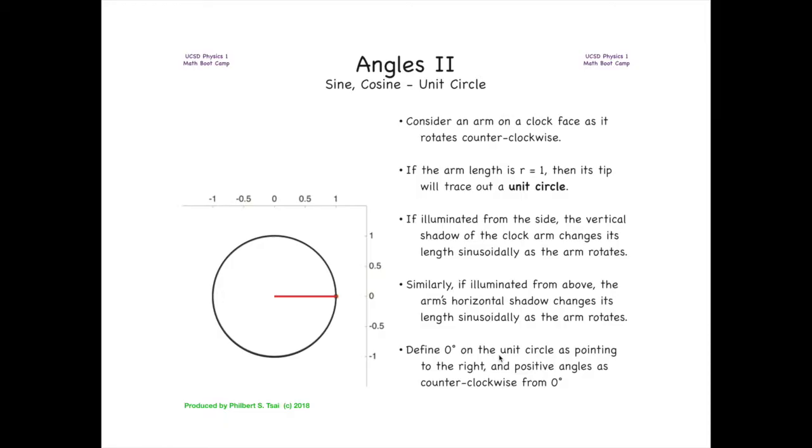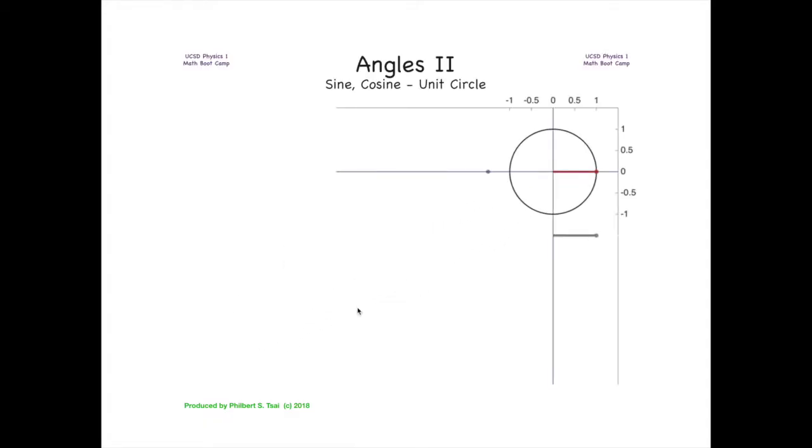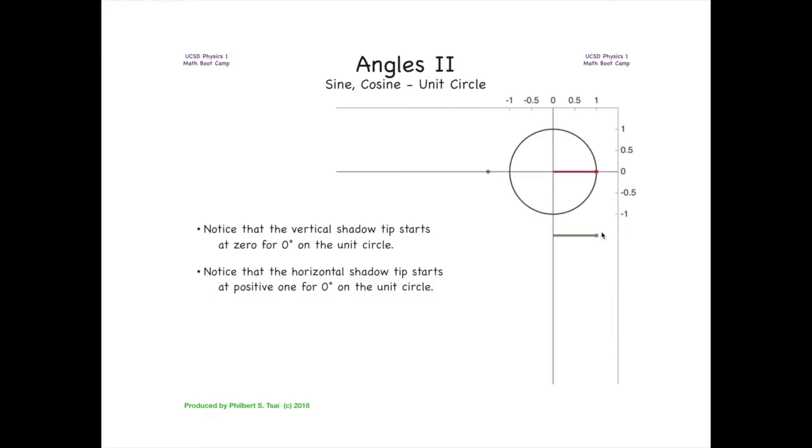Let's define 0 degrees on the unit circle as pointing straight to the right, as we previously mentioned, and positive angles as running counterclockwise starting from 0 degrees. Let's trace out these shadows on a running strip of paper as the angle goes from 0 degrees around the unit circle to 360 degrees. Notice that the vertical shadow tip starts at 0 for 0 degrees. The shadow is right here. On the other hand, the horizontal shadow starts at +1 for 0 degrees.